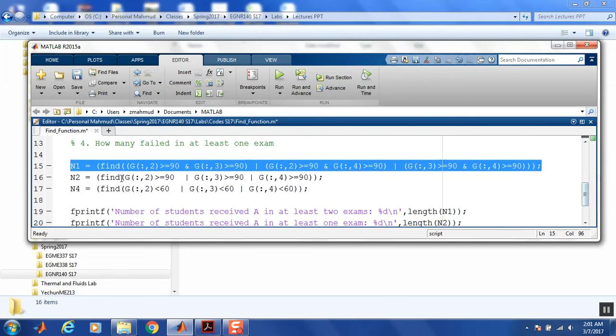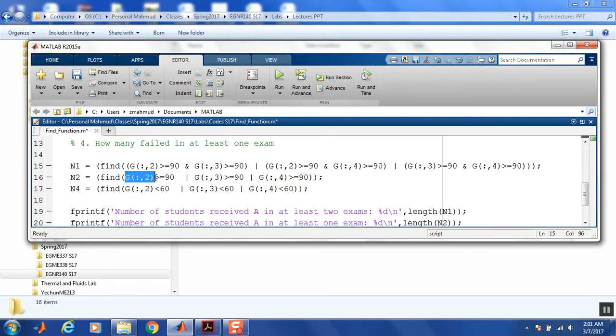So this time is a little bit simpler, but the same concept. Number two is find G, which is the first test, second column, greater than or equal to 90, or G second test greater than or equal to 90, or G of third test greater than or equal to 90. So I have all three of them separate with the OR sign. So either this is true, or this is true, or this is true, which means at least one A is received by that student.